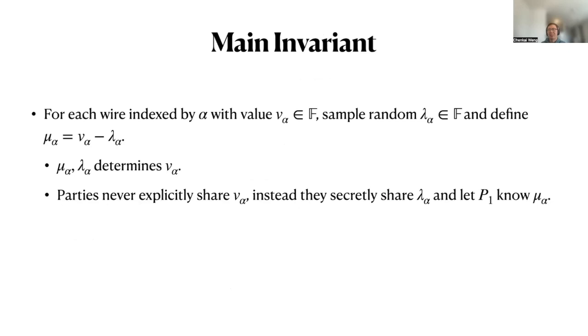Our protocol keeps a masked invariant for each wire indexed by alpha, with each wire value v_alpha, which is a field element. We sample a random lambda_alpha, which is another field element, and define its value mu_alpha equals v_alpha minus lambda_alpha. Obviously, mu_alpha and lambda_alpha determine the value of v_alpha. So in our MPC protocol, parties never explicitly share the value of v_alpha. Instead, they simply share the value of lambda_alpha and let P1, as the king party, know the value of mu_alpha.